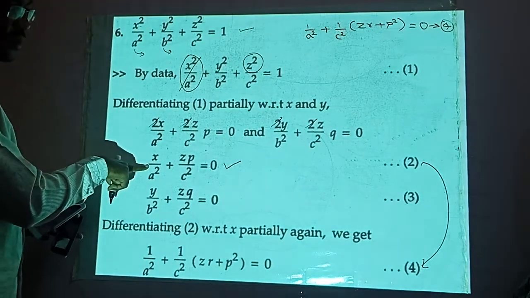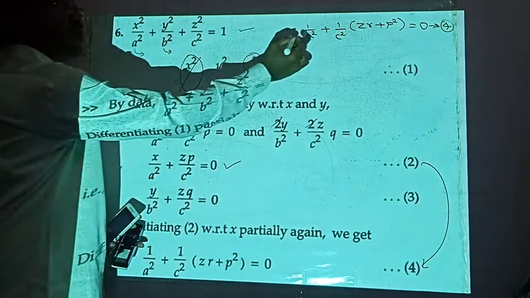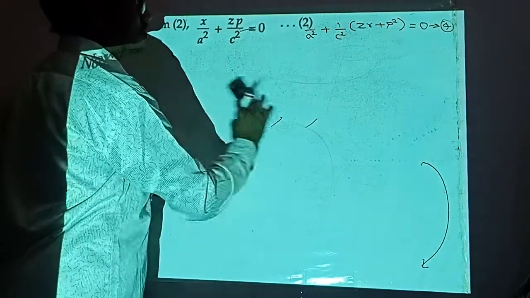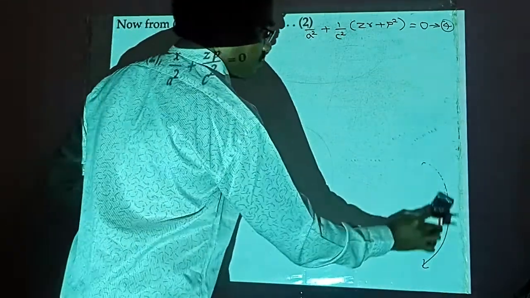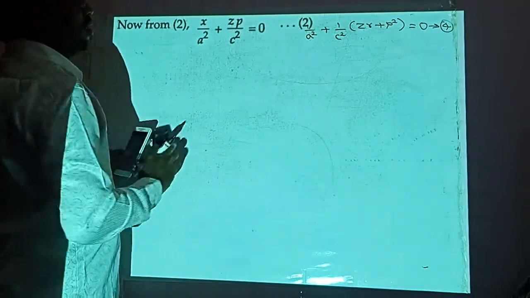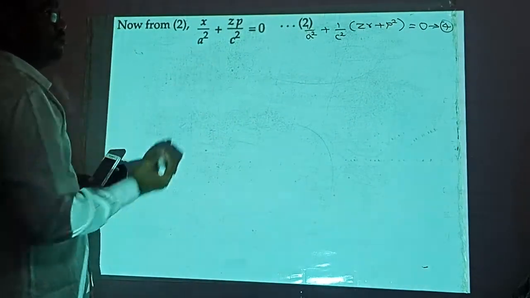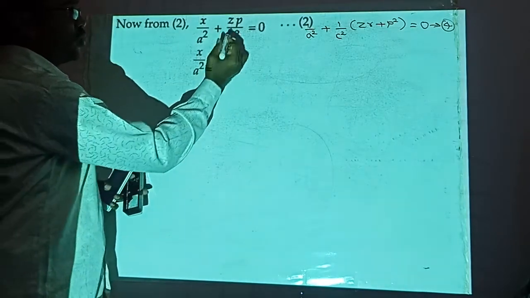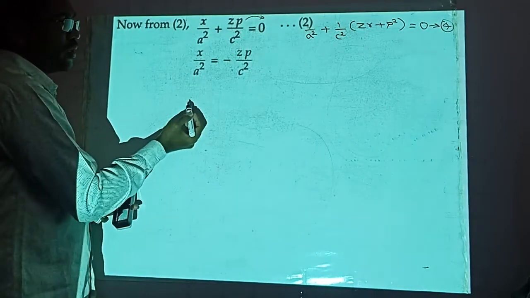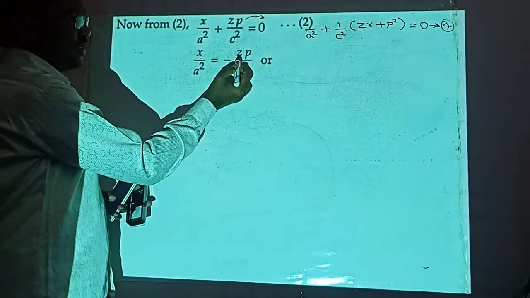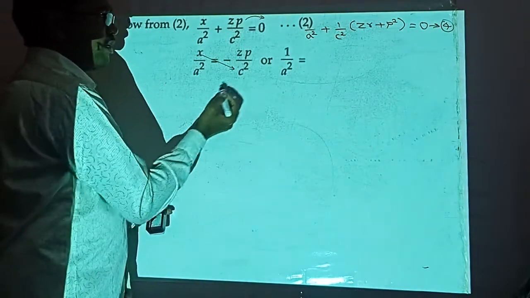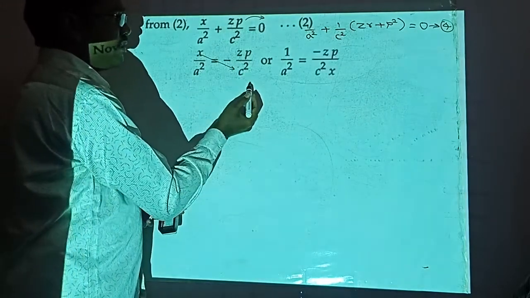Now let us rewrite equation number 2 to get the value of 1 by a square. So x by a square is equal to, if you take it to the RHS, it becomes minus zp by c square. So what is 1 by a square? 1 by a square is equal to minus zp by x into c square, or minus zp by c square x.